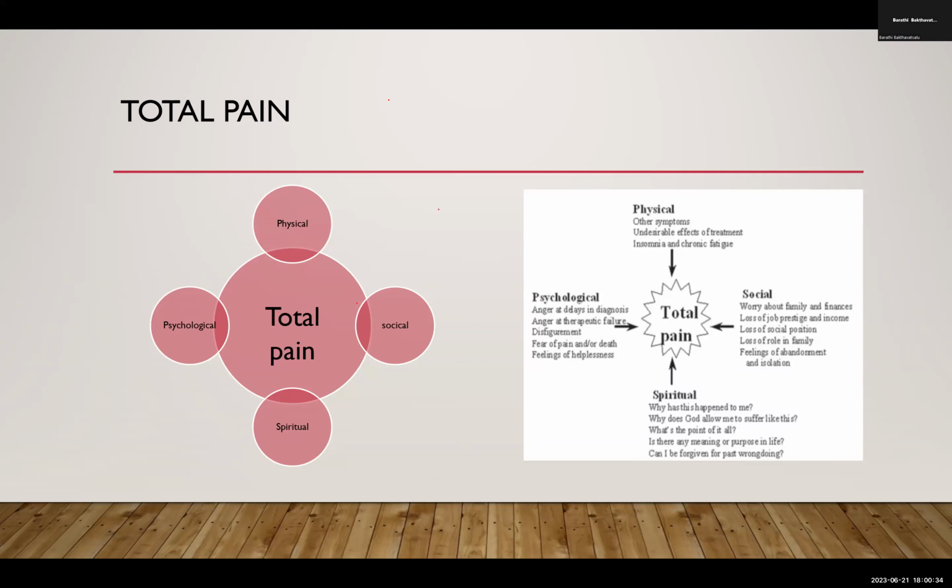And spiritually, we all know that if we go through a problem, we always blame God, right? Why did this happen to me? Is there a God? Those kinds of spiritual issues also need to be addressed. So apart from taking pain history and assessing pain, we should have dedicated time to explore the psychological, social, and spiritual issues, which is very, very helpful to treat pain effectively. So don't forget that pain involves all aspects, and we have to treat total pain, not just physical pain.